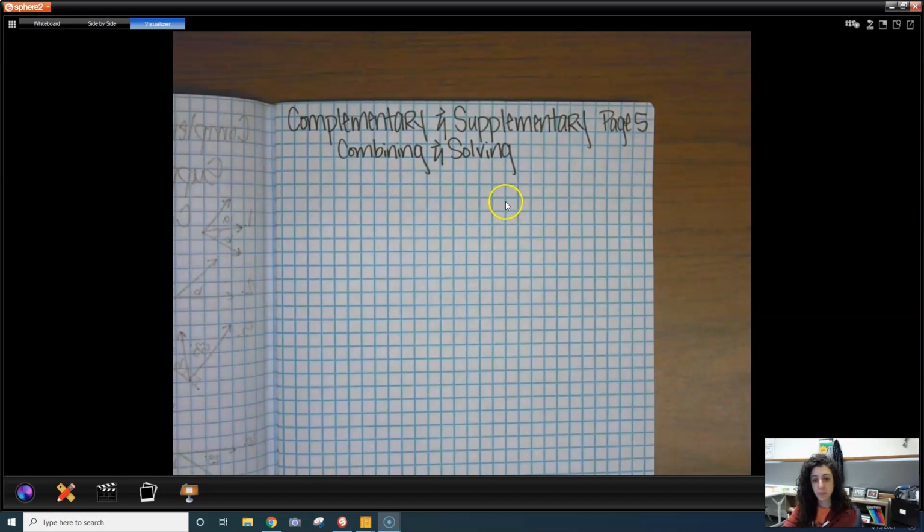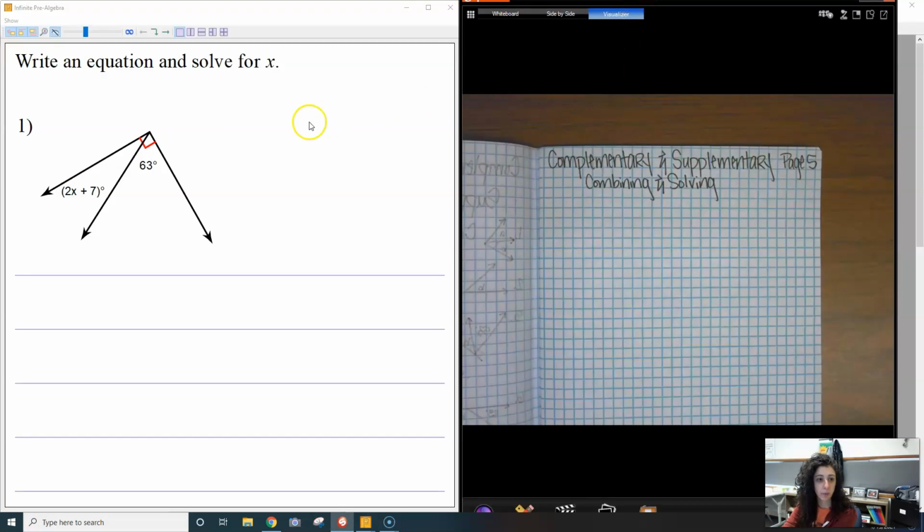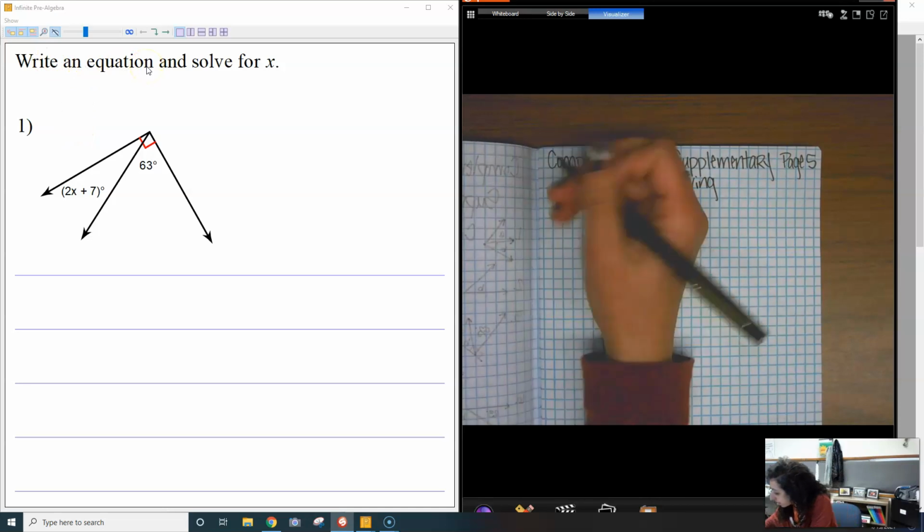So please pause the video until you have this written on page 5, and then we will go ahead and start with some notes. All right, so we are going to start with some example problems, kind of like we did the other day. So starting with number 1, we're going to write an equation and solve for x.